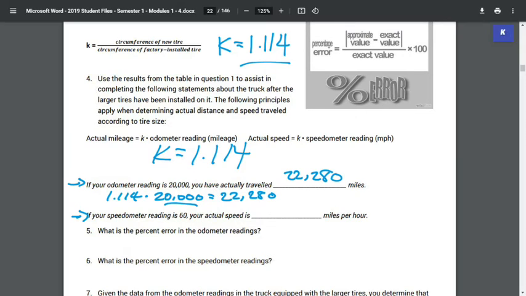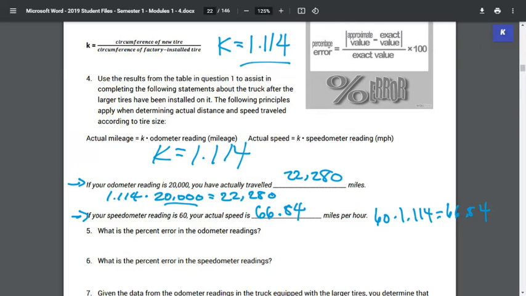Your next one is your speedometer, so how fast you're going. So if it says you're going 60 miles per hour, you'll multiply that times our constant. And when we multiply that times that 1.114, we're going to get 66.84 miles per hour. So you're going almost 7 miles per hour faster than what your speedometer is saying.